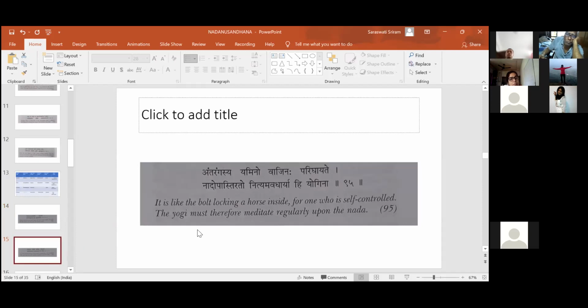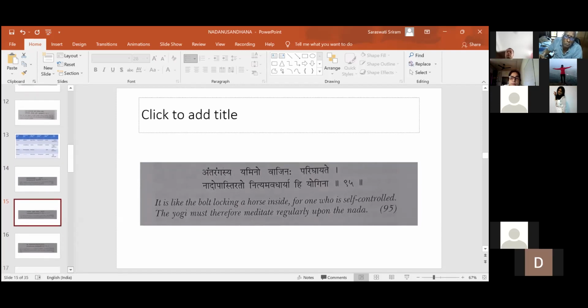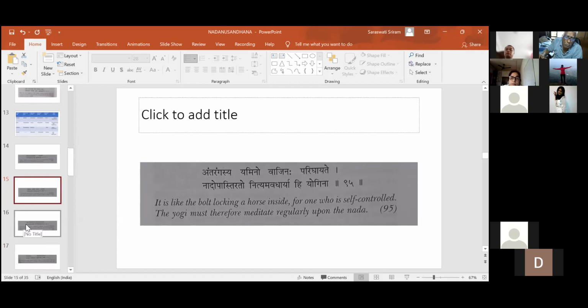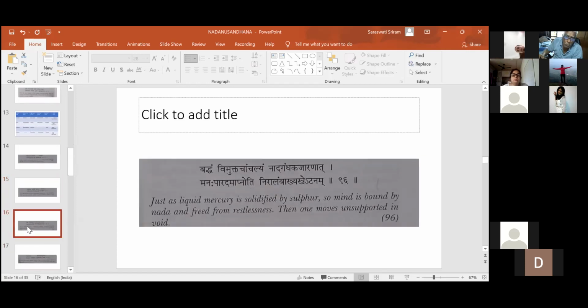Again, here they have compared it with a horse which is locked inside. Like that, the mind will be locked by this Nada. Again, they have compared it with mercury. Mercury is always in the liquid state.